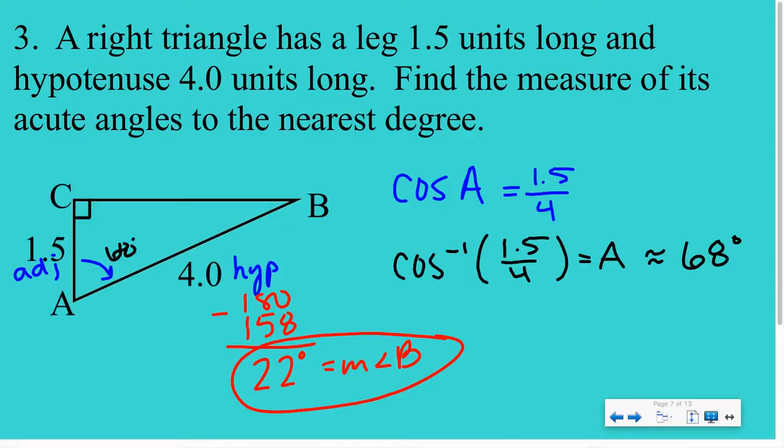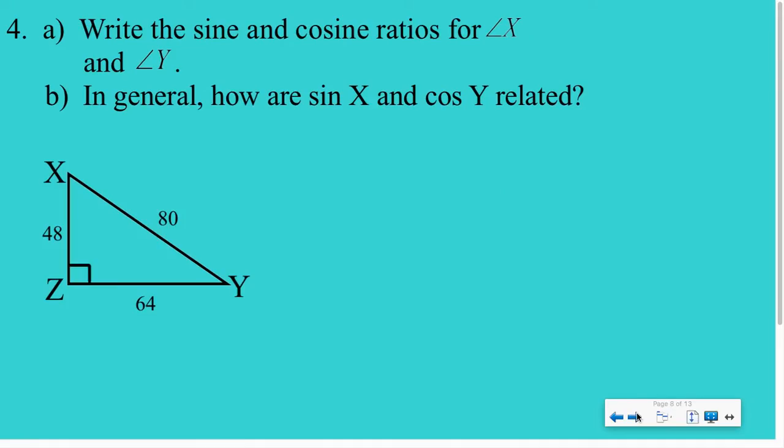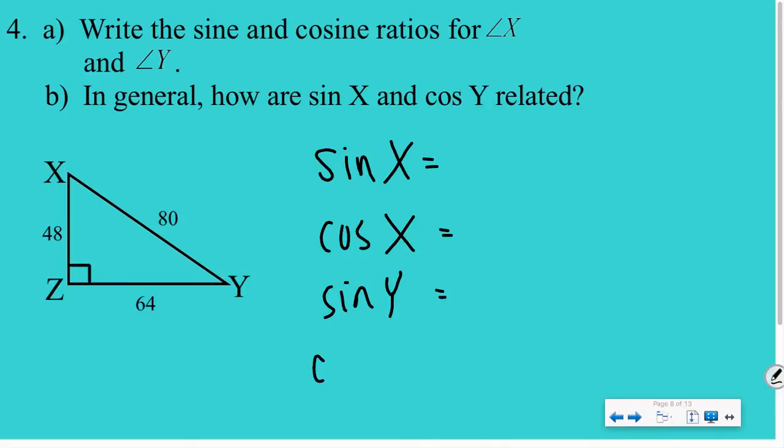Questions on the front side? Killer, flip it over. I'll give you a couple minutes to do number 4 here. They want you to write the sine and cosine ratios for x and y. So the sine of x equals, the cosine of x equals, the sine of y equals, and the cosine of y equals. You're just writing the ratios, so you really don't need your calculator unless you need help reducing. You won't be punching in sine and cosine at all.